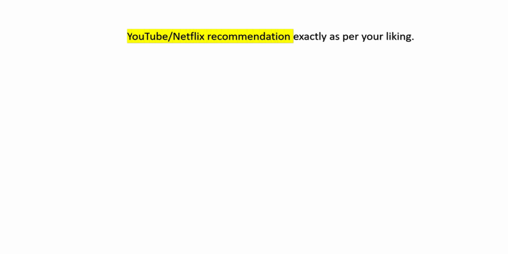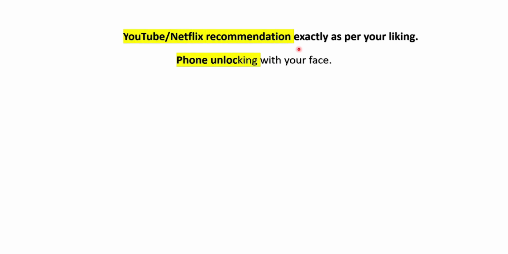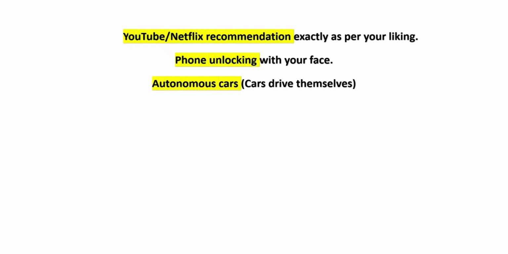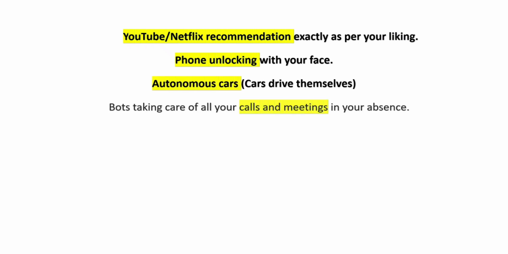The first one is YouTube or Netflix recommendation as per your liking. This is something that we do on a daily basis, right? We are scrolling YouTube and we see YouTube is recommending the same videos that you like. It's exactly recommending what you like. How? Through AI. Now, phone locking with your face. That's also AI, facial recognition basically. Autonomous cars. Cars are driving themselves. No driver needed. Right? That's AI.